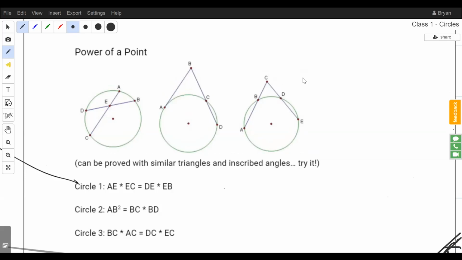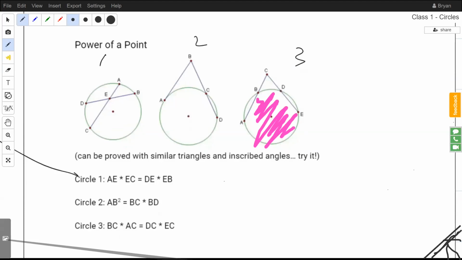So this is circle 1, this is circle 2, this is circle 3. I'm not sure who's annotating, it's sort of weird, or it's just glitching, but if anyone is annotating, it'd be nice if you didn't. Okay.